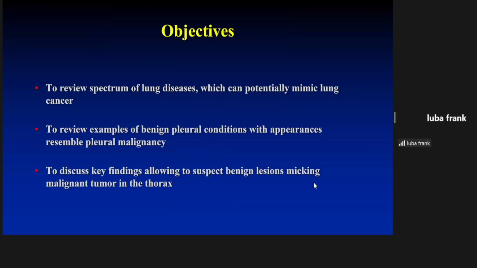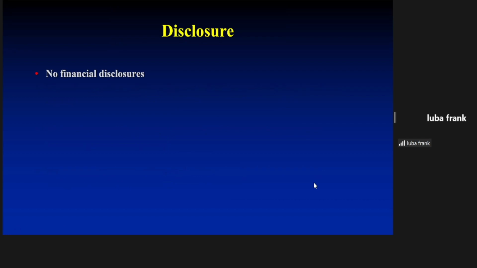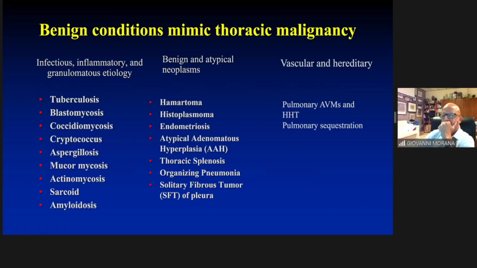So we'll try to review the spectrum of lung diseases, of course, not all of them, but the diseases that can potentially mimic lung malignancy or lung cancer. We'll review some examples of benign pleural conditions as well, with appearances that can resemble pleural malignancy. And we'll also discuss some key findings that hopefully will allow you to suspect benign lesions and manage them that way, the lesions that can mimic malignant tumors in the thorax and the lung and pleura. And I have no financial disclosures to report.